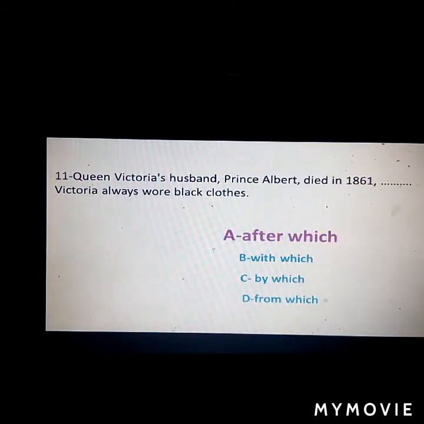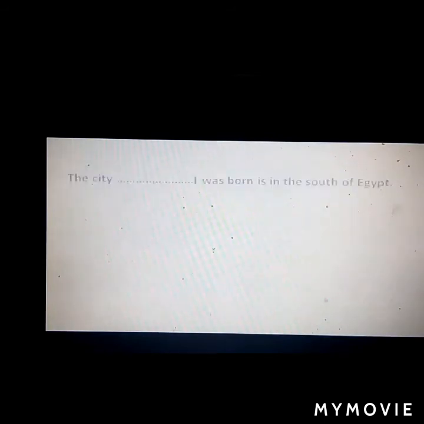I'm hoping to study science at university, ___ I'd like to work as a research assistant. That's right. The city ___ I was born is south of Egypt. City is a place. So in which or where?